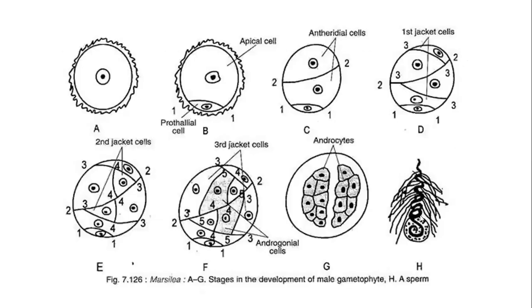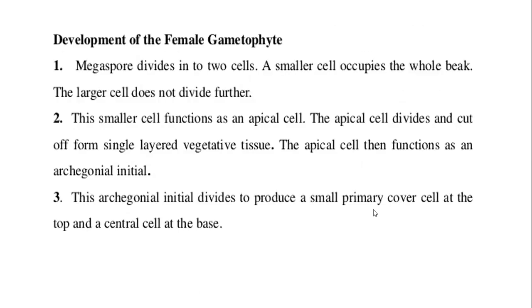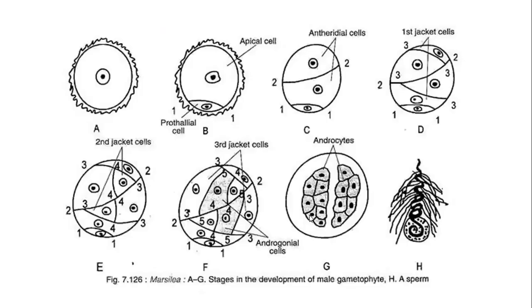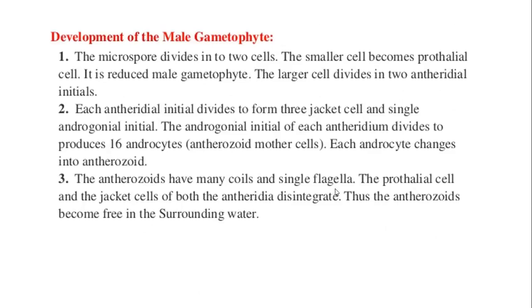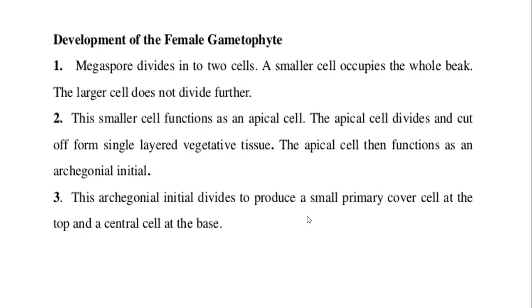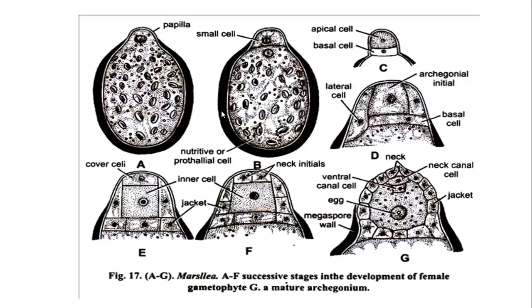So this is a very important point to be noted. A single flagellum will be there on the anthrozoids of the antheridia, and the prothalial cell will degenerate, and these anthrozoids become free in the surrounding water. Now the female gametophyte, that is how the female gamete will develop.